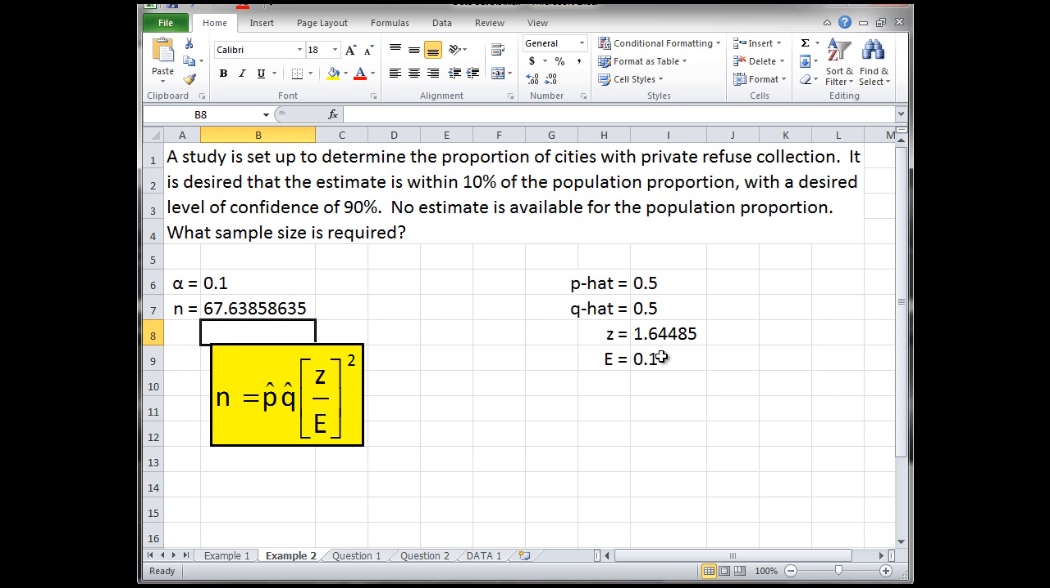We know that we can't sample fractions of things, so we're going to bump that sample size up to the nearest integer, and we'll say that we require a sample size of a minimum of 68 cities.